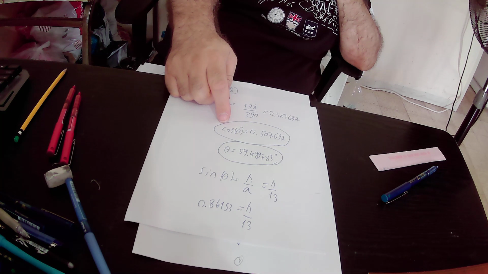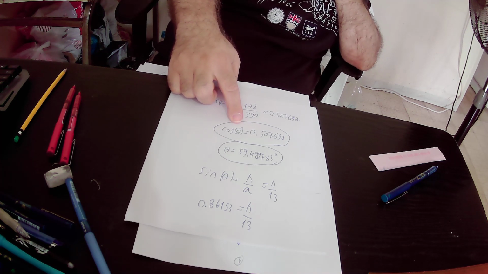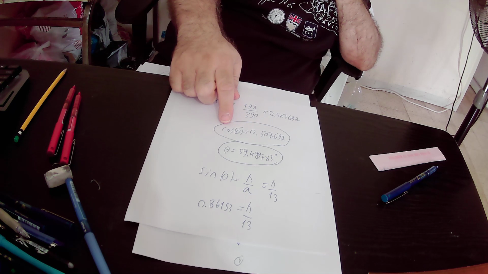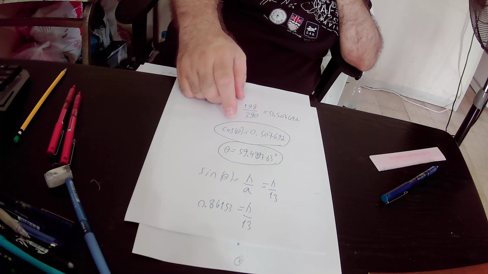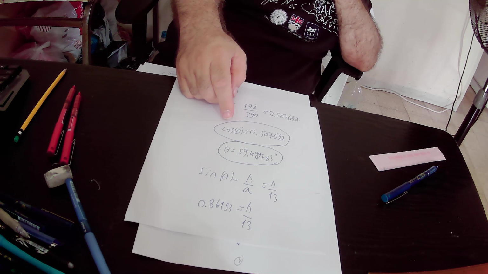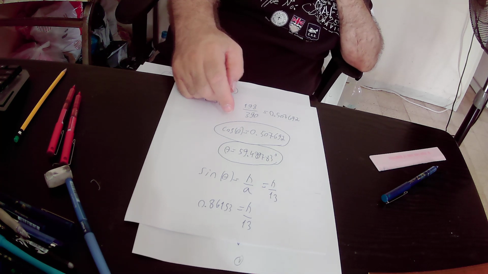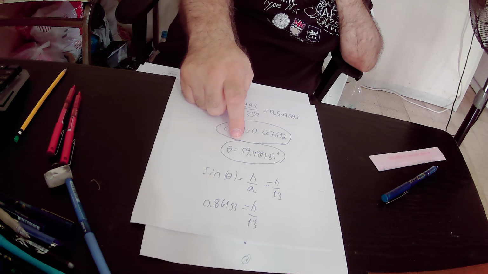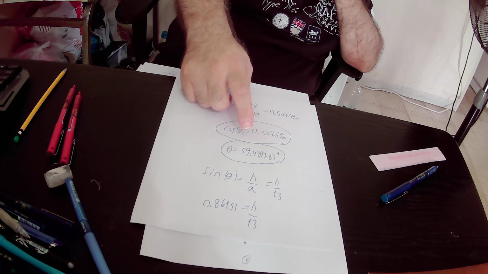we operated the opposite function of cosine theta in order to find out the value of theta, because we know that cosine theta equals 0.507692, and in order to find out the value of theta, we operated the inverse function of cosine theta, and we found out that theta equals 59.489783 degrees.